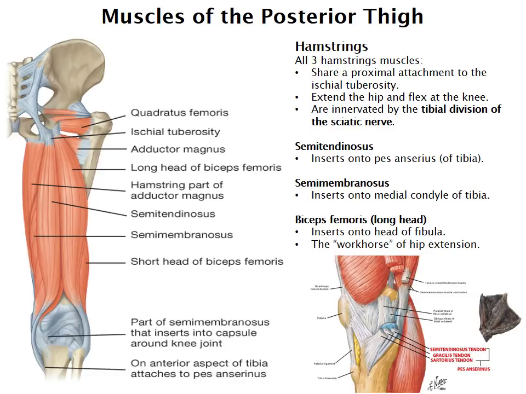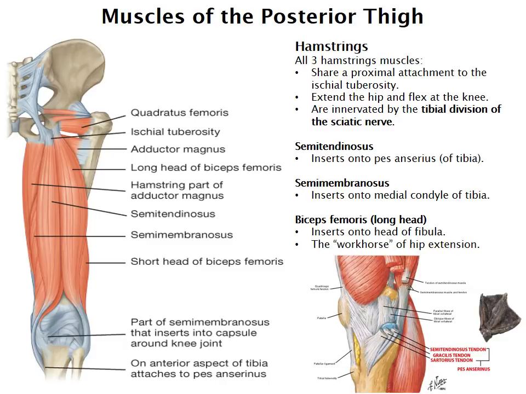Together, all 3 muscles extend at the hip and flex at the knee. Again, they extend the femur at the hip and they flex the tibia at the knee. They all share attachments onto the ischial tuberosity and are all innervated by the tibial division of the sciatic nerve.